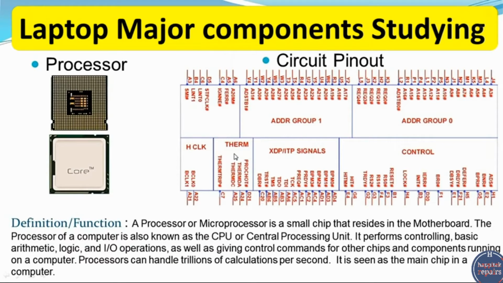So as a definition, a processor or microprocessor is a small chip that resides in the motherboard. The processor of a computer is also known as the CPU or Central Processing Unit. It performs basic arithmetic, logic, and input-output operations, as well as giving control commands for other chips and components running on a computer. Processors can handle trillions of calculations per second. It is seen as the main chip in a computer.